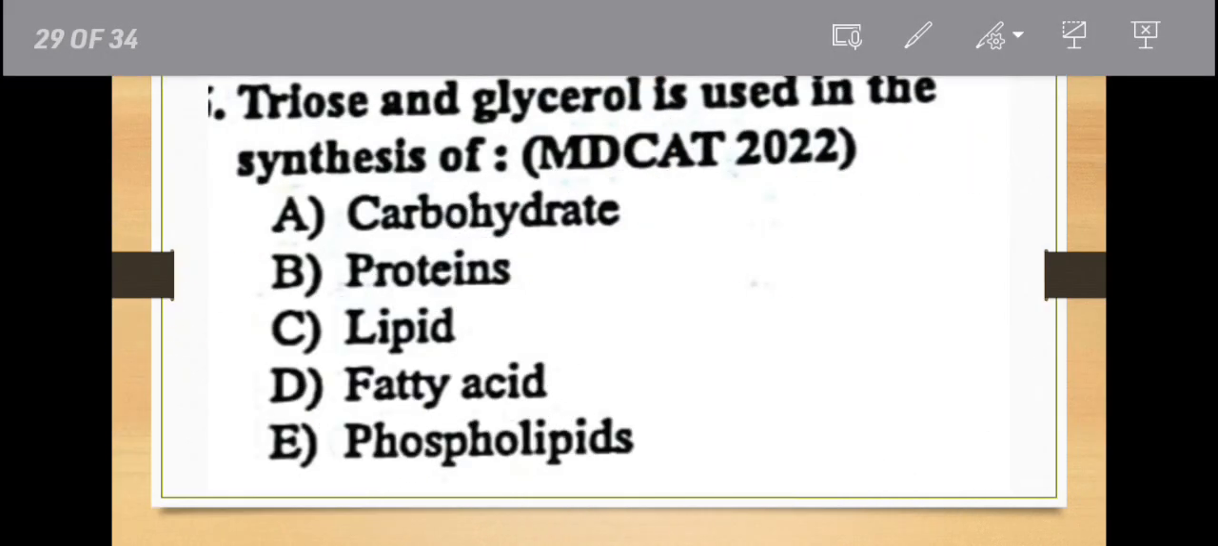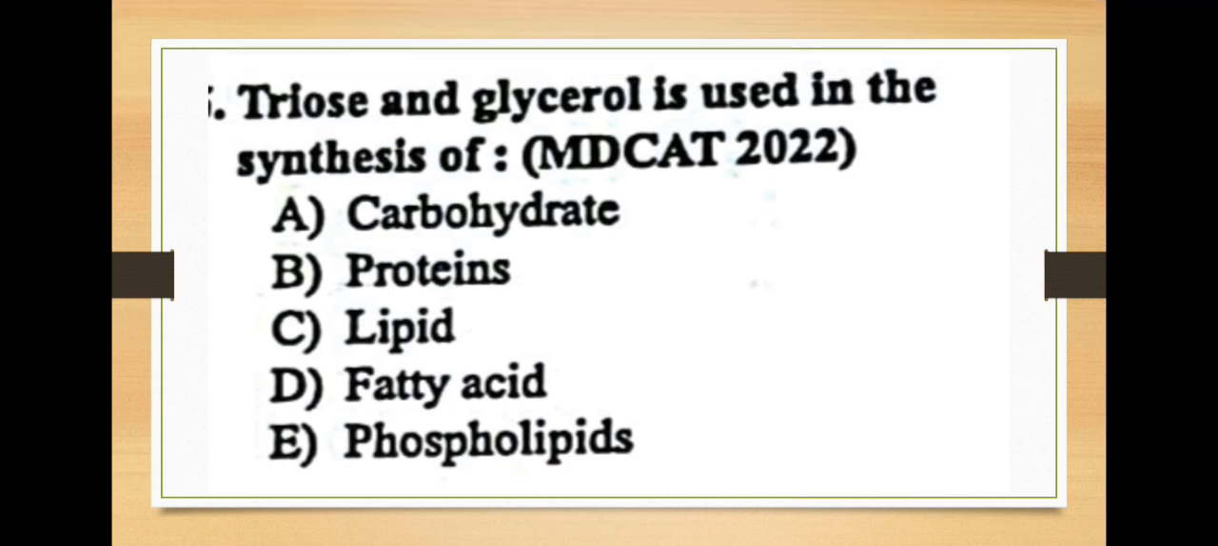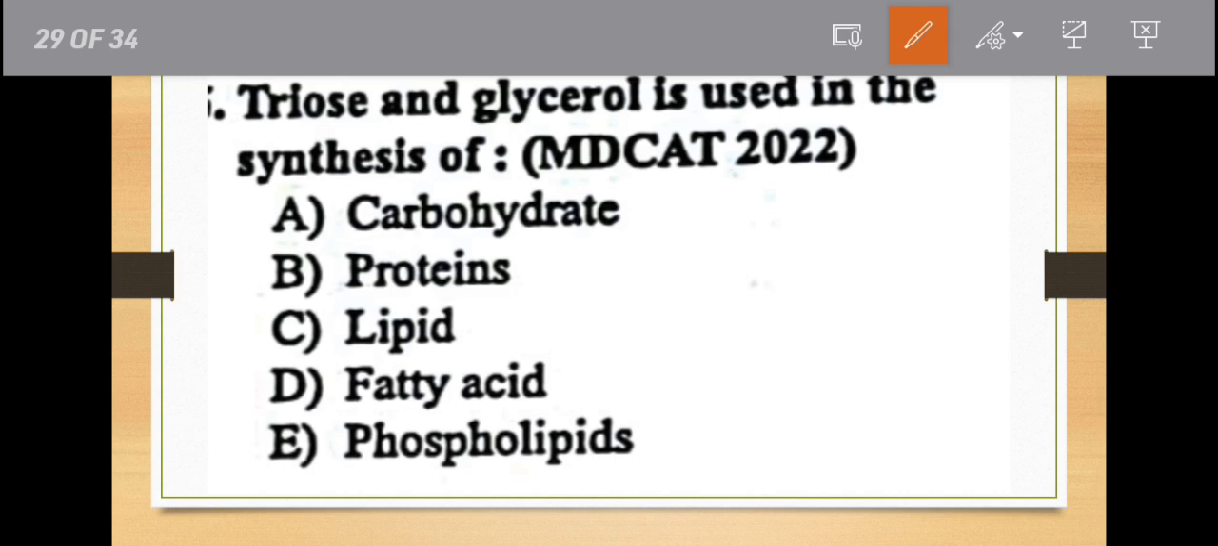Triose and glycerol is used in the synthesis of MDCAT 2020. A, carbohydrate. B, protein. C, lipids. D, fatty acids. E, phospholipids. Triose and glycerol are used in the synthesis of fatty acids.